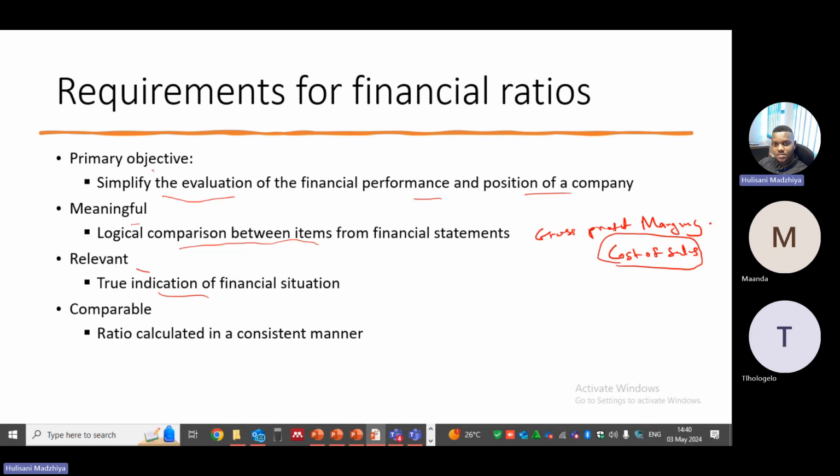When we calculate the gross profit, it will tell us if we incurred a higher cost of sales or a lower cost of sales. So they are relevant in terms of a true indication of a financial situation, whether the company is making more money or it's incurring more money over cost of sales. Comparable. For each and every company, we can calculate the gross profit margin ratio because it's just gross profit over sales multiplied by 100%. Therefore, it allows us to continue to monitor that because the company will still present its financial information in that manner.